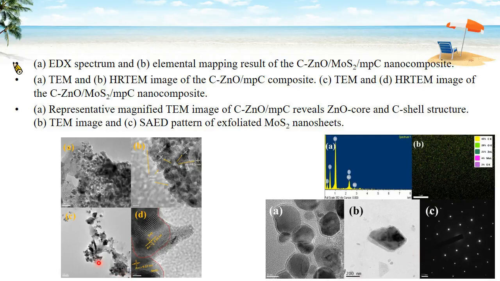The ternary nanocomposite shows a similar quasi-0D/2D nanostructure. The HRTEM image shows it is composed of the molybdenum disulfide, the zinc oxide nanoparticles, and the carbonaceous layer.